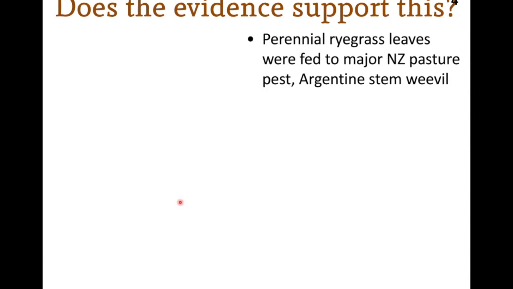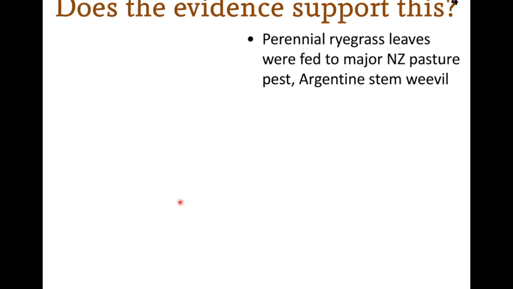And so what I want to do is describe an experiment that people did to look at whether a secondary metabolite is causing protection by the endophyte for its host grass against insect grazing. They did this experiment using perennial ryegrass, which is a major New Zealand pasture grass, and they fed leaves of this ryegrass to that Argentine stem weevil that I talked about in the previous slide. This is a major pasture pest in New Zealand.